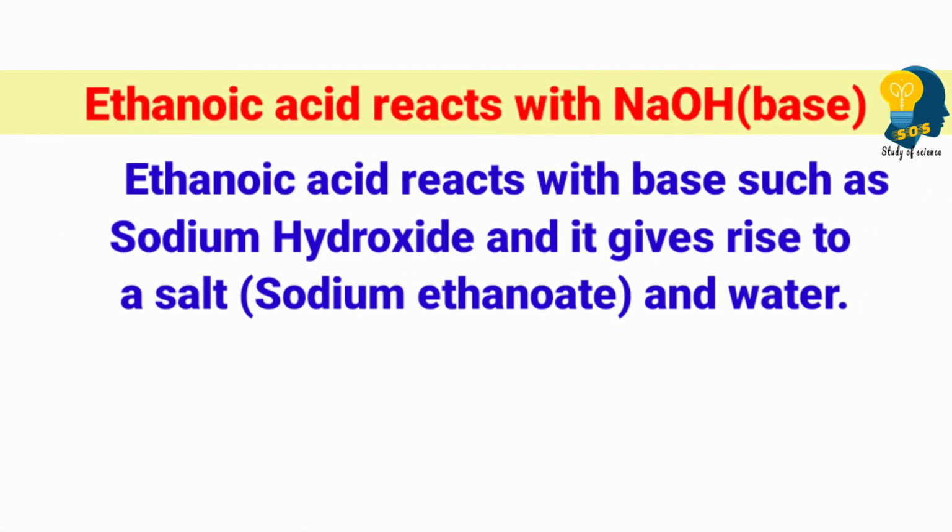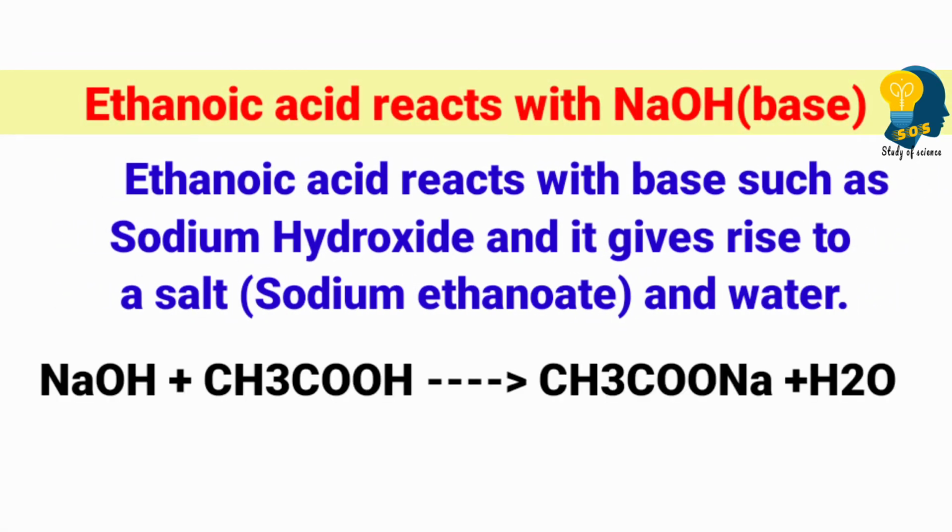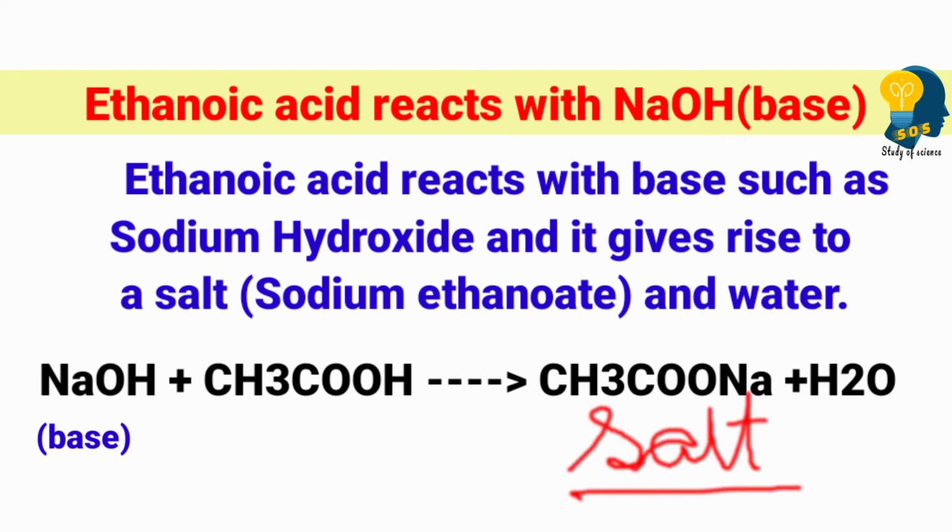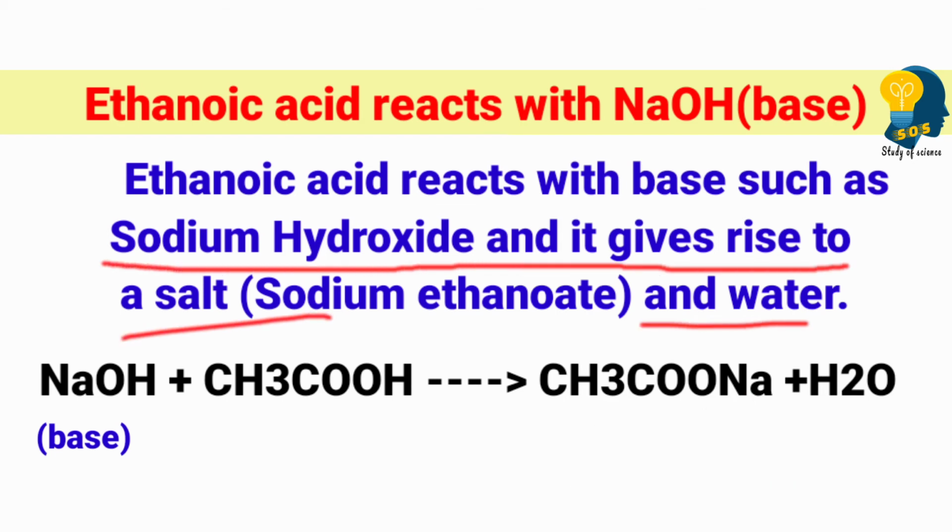Suppose ethanoic acid reacts with sodium hydroxide. What is sodium hydroxide? It is a base. If ethanoic acid reacts with the base, such as sodium hydroxide, it gives rise to a product. What is the product obtained here? The product obtained here is salt and water.